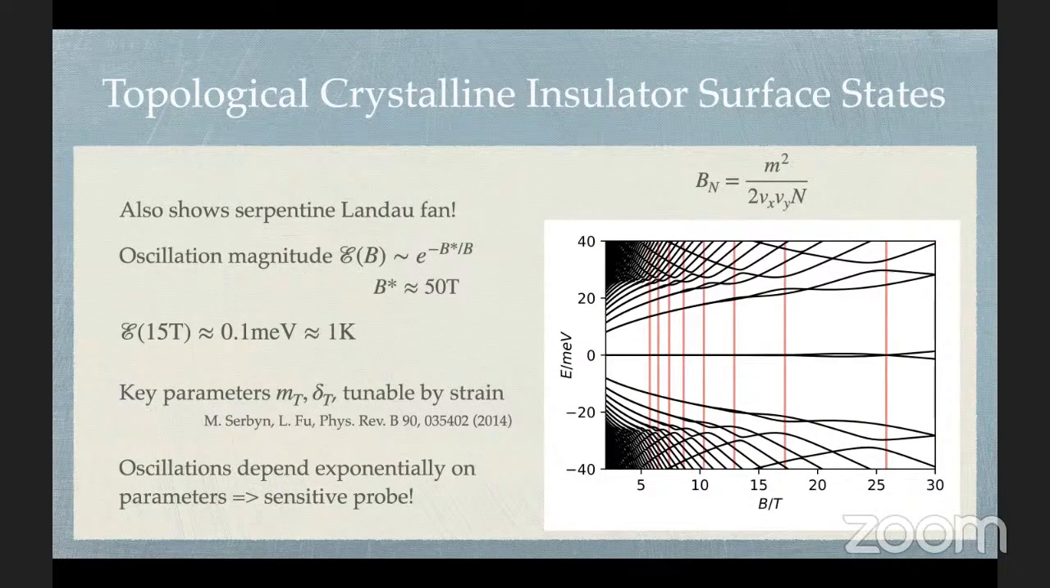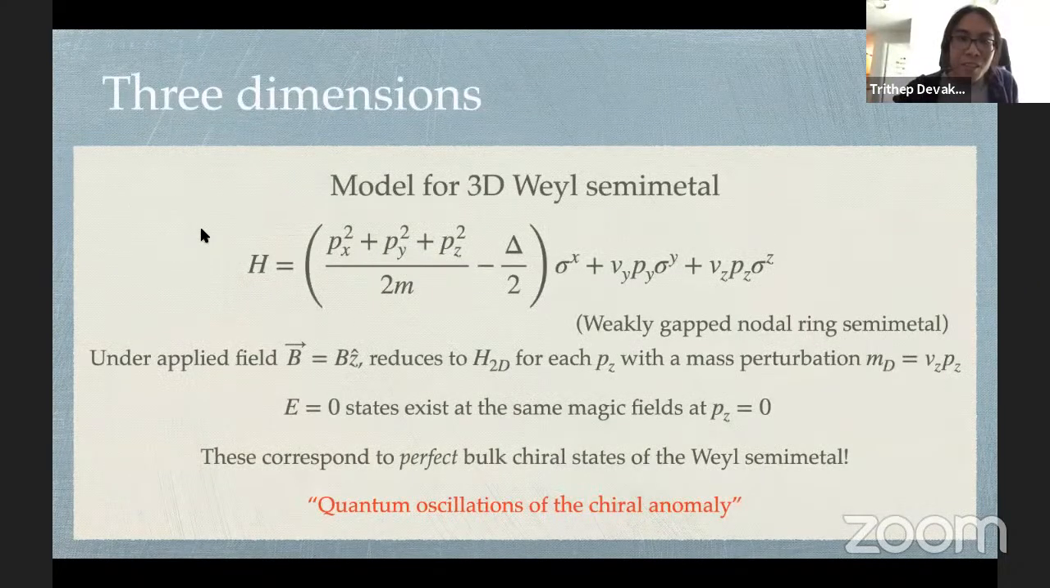Okay, now let me finally go to 3D. There's a very straightforward generalization to 3D, which is we just have the same model, except now there's a pz squared term in here. We have a velocity term as before, but now we have an extra vz pz sigma z term. And as long as one of these vy's or vz's are small, then we expect to see this ZQO physics.